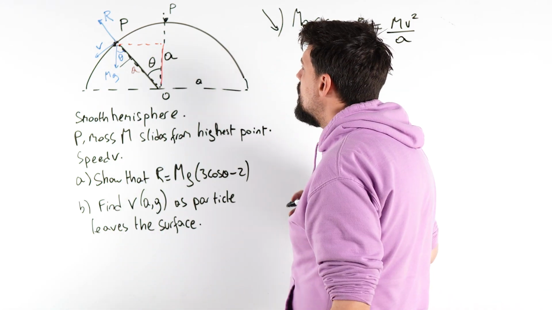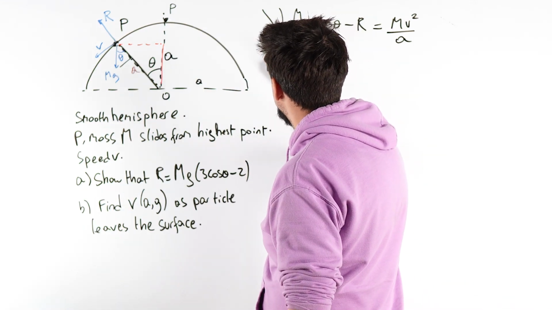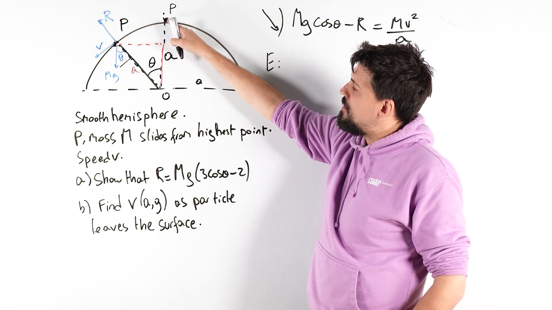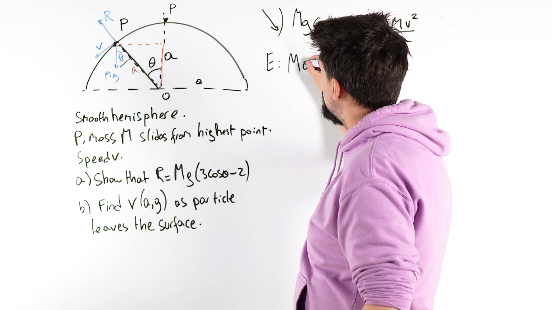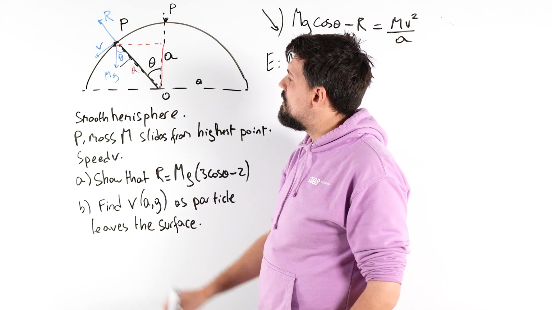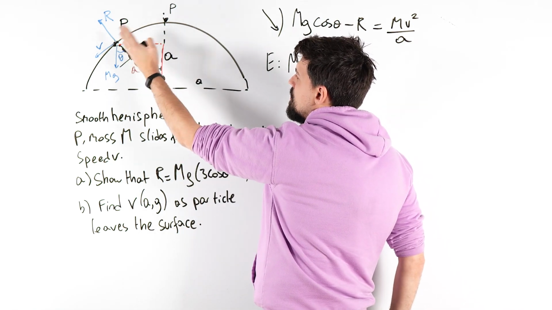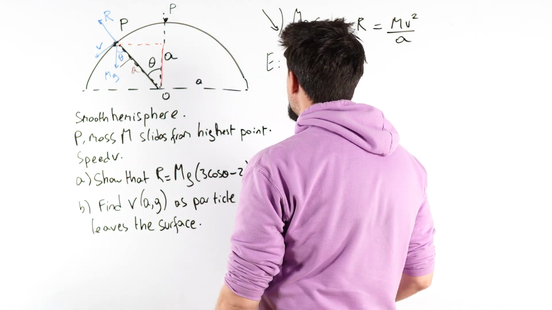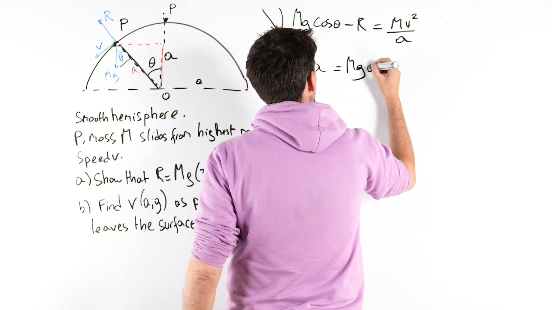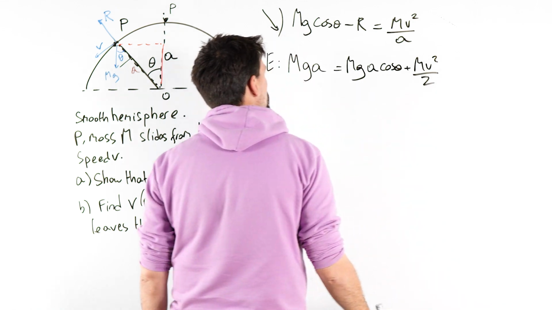Right, now, vertical circles, almost always, we're going to want energy, conservation of energy. Now, at the start, I'm just up here on the top of my sphere. How much energy do I have? Well, I've just got gravitational potential energy, mga. Now, by the time I've slid down to this point here, where I'm making this angle theta with the vertical, what do we have? Well, we've got mg, and the height is a cos theta. And we've got some kinetic energy at that point.